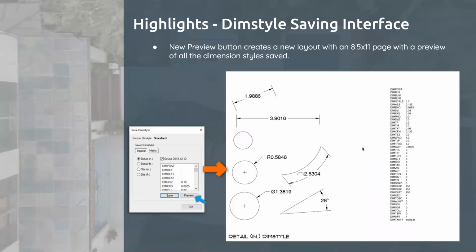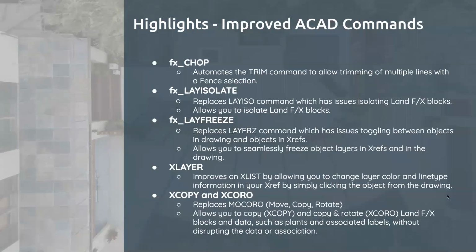The dim style dialog box also has a preview button, and this is new. You can click on that preview button and it actually opens up a new layout, and it places all of those dimensions settings onto that layout. It's a neat 8.5 by 11 page so that you can quickly print that out if you want to keep a hard copy of your standards for your office. And once again, it does display all the system variable settings. So very good for keeping track and record of your dimension styles.